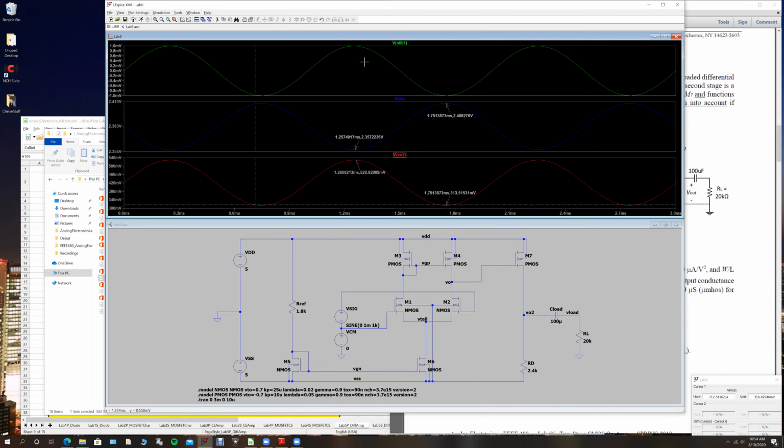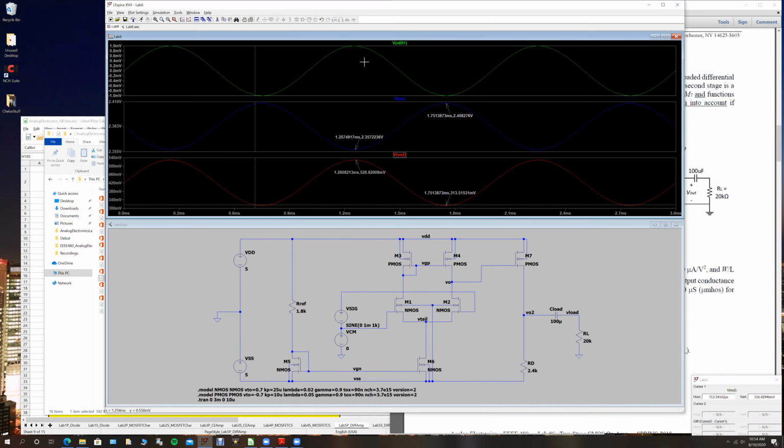So lab 6, 2-stage op amp. For this, we need to get a picture of the schematic here. We want to get a picture of the waveforms, like I've shown here, with labeled peak-to-peak values of VO1 and VO2. And we need to also verify the second stage current and DC voltage at the output.